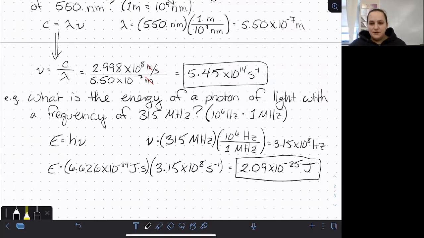So we can do these types of calculations interrelating any of these 3 different parameters: wavelength, frequency, energy. We just need to make sure we're paying attention to the units and making sure that things cancel out appropriately.